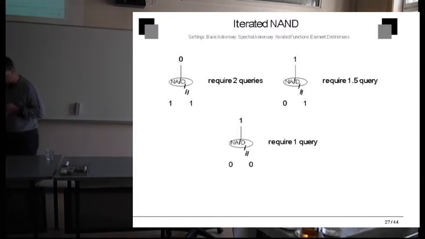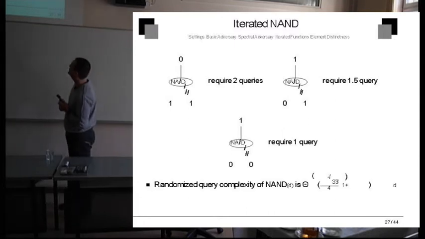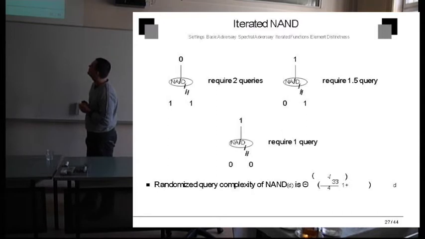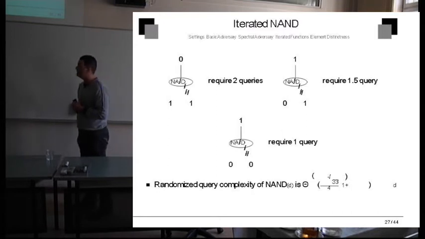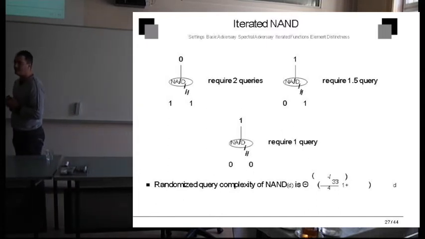And it's known that the randomized query complexity of this iteration of the NAND function is given by this expression. So it's theta of (1 plus square root of 33) divided by 4, to the power of d. And that's smaller than 2. Yes, that's smaller than 2.